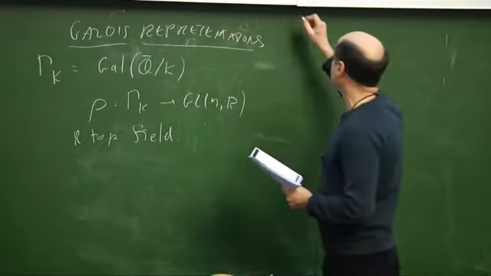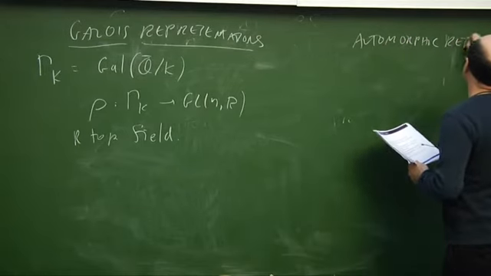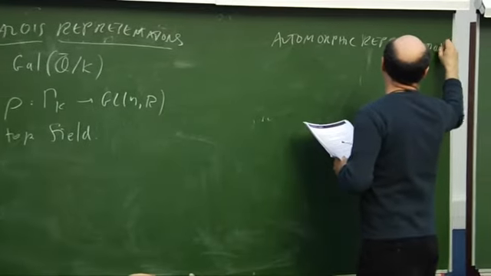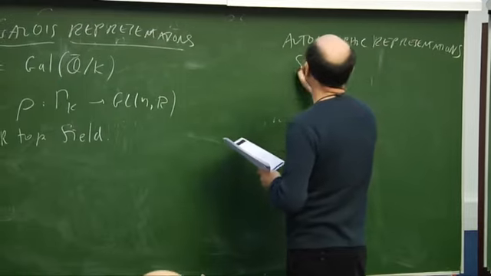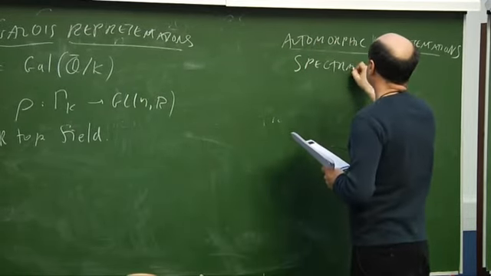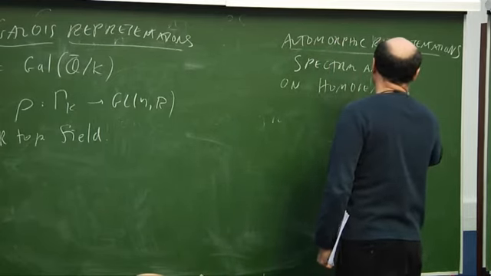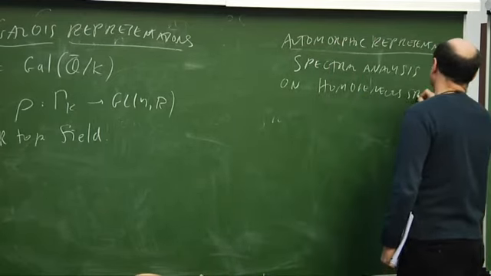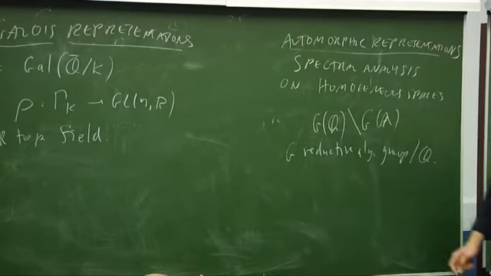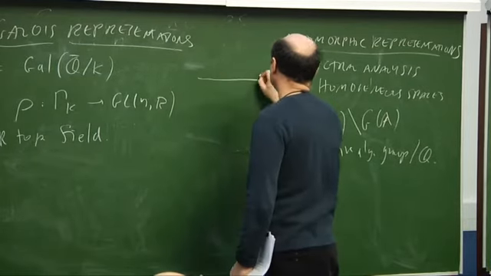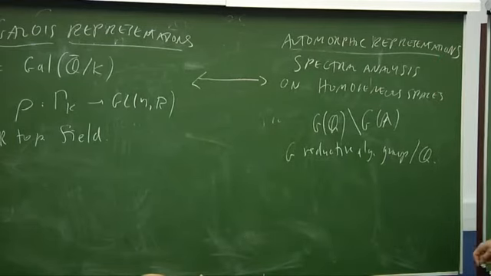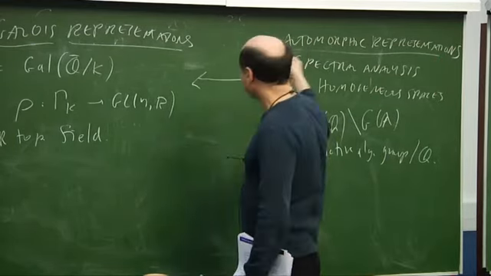The other side is automorphic representations, about which I will become increasingly precise, but let me just say this is the spectral analysis on the homogeneous spaces of the form, roughly, G(Q)\G(A), where G is a reductive algebraic group over Q or over K. It doesn't matter. So these are the two areas, two domains for which a Langlands transform is desirable, but there is no such thing.